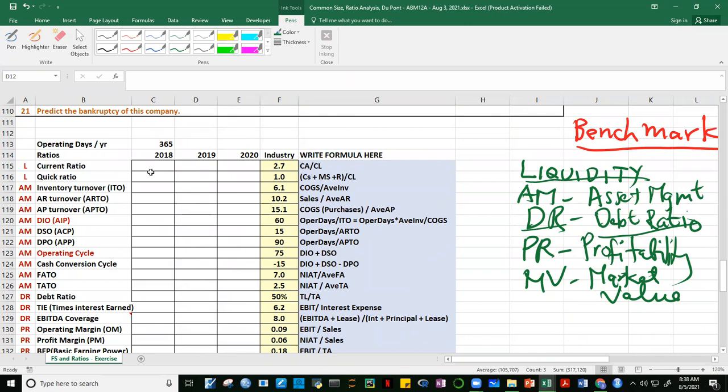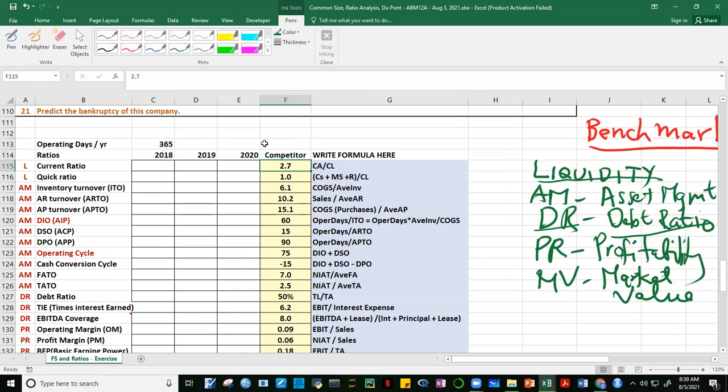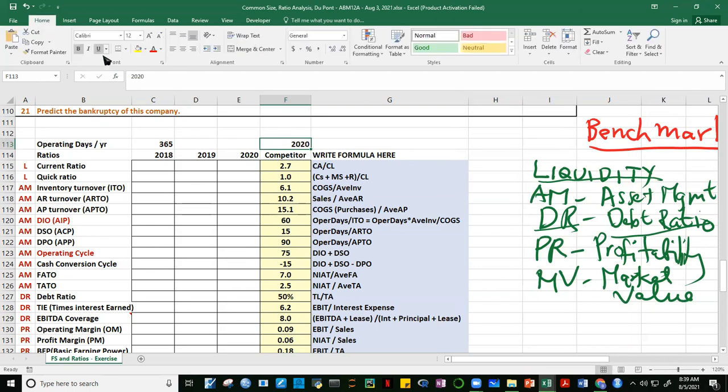We have 2 types, current ratio at saka quick ratio. So ang formula ng current ratio is just current assets over current liabilities. Okay, so if we take a look at this, guys, gawin natin hindi industry to, no? Competitor. So ito yung figures ng direct competitor. And this is the figure for 2020. So i-compare natin siya sa 2020 ni XYZ. Okay, current assets over current liabilities.